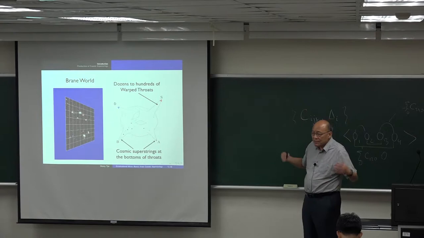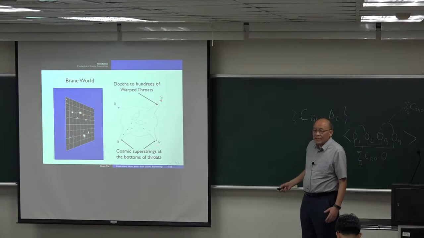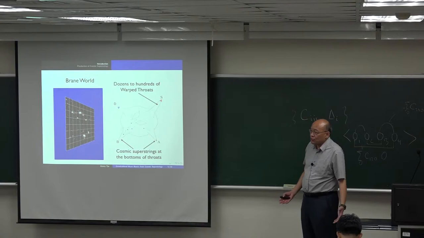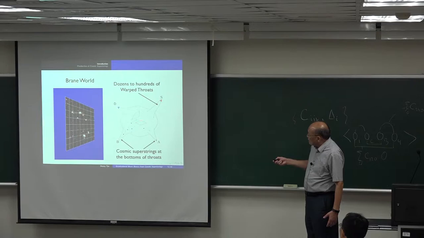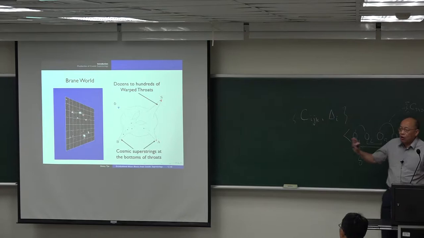Now you can ask, how many throats are there? That really depends on the manifold we talk about. It can be a dozen throats, in some cases it can be 100 throats, and each can be warped at a different level. So for example, if the scale here is the GUT scale, then your warped throat can be at the Higgs scale, the hierarchy scale. So this is one way to understand the hierarchy, for example. So this is the overall picture we have.